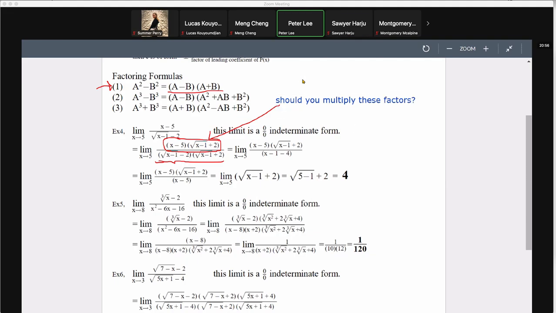Let me tell you this. The answer is a big no. If you multiply this out, you will mess up the calculation. So when you compute limits, you have to be very careful. When you multiply unnecessary things, you get it wrong. If you're not sure what you're doing, don't do it. Even adding and subtracting, you have to watch out.